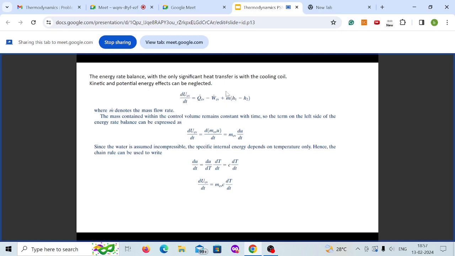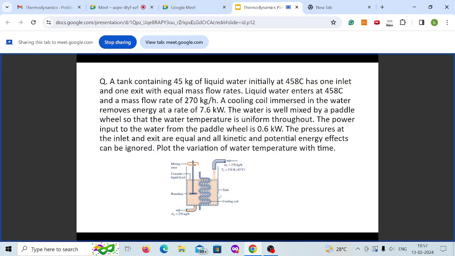So m dot is the mass flow rate which is coming in, given as 270 kg per hour, and we know the enthalpies of the fluid which is coming in and going out. Going out is the temperature corresponding to the liquid in the tank.